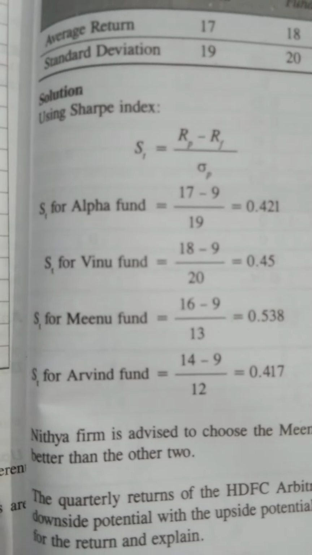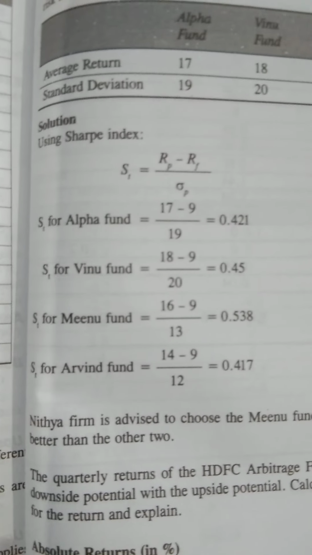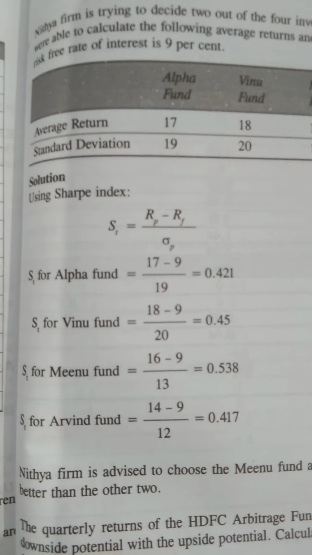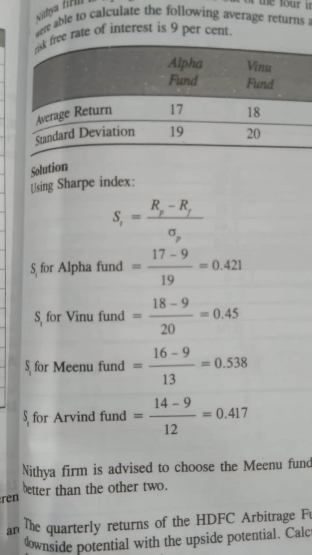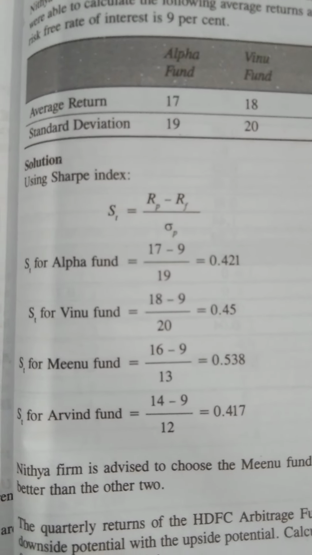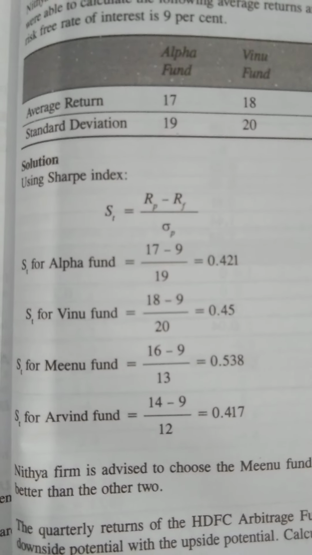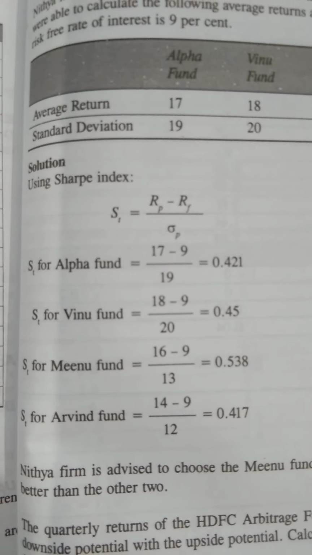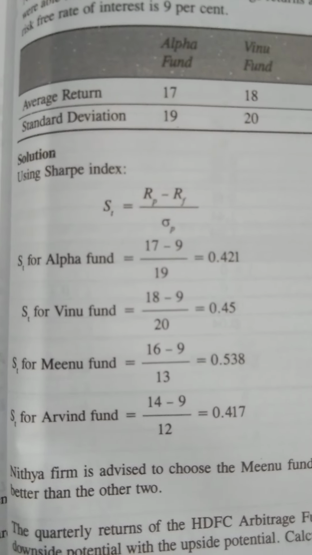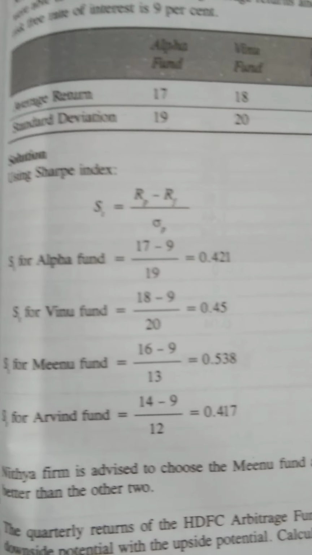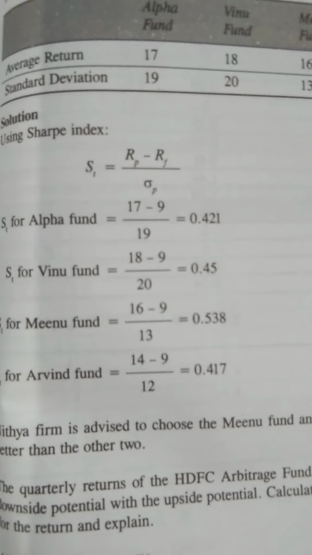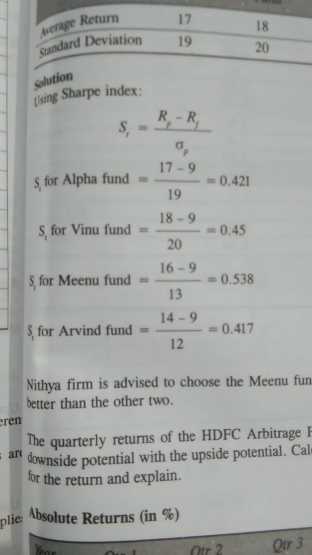Now what are they asking for? They are asking for the Sharpe ratio, but if you look at the question, they have not stated what you have to calculate. By looking at the question, you have to understand which formula should be applied. Because the standard deviation, the return of the fund and the risk-free return are given, these indicate you to use the Sharpe model, where we put the values for Rp, Rf and sigma p.